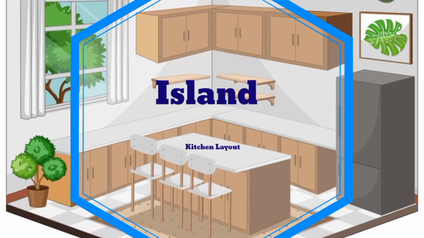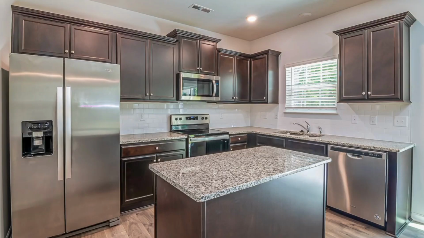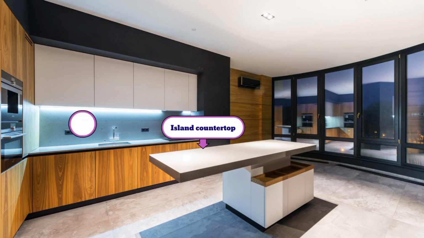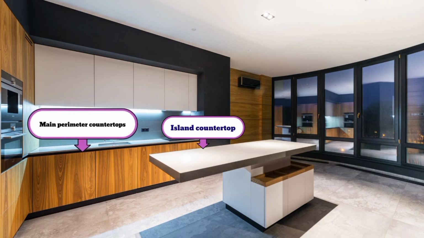Next one is island kitchen. In island kitchen, 2 countertops or countertop sections are involved. There is one countertop section in the center of the kitchen known as the island countertop, and there are additional countertops along the walls of the kitchen called the main perimeter countertops.